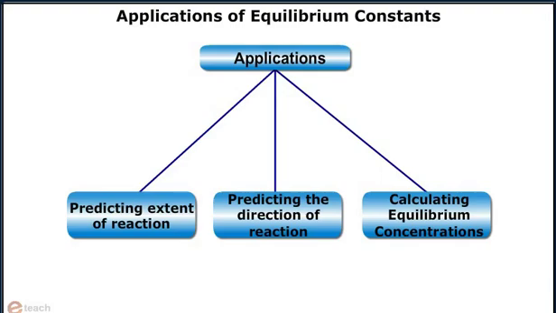Applications of equilibrium constant. It is broadly divided into three categories. The first one is predicting extent of reaction. The second one is predicting the direction of the reaction. And the third one is calculating equilibrium concentrations.